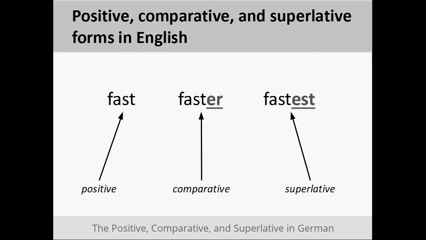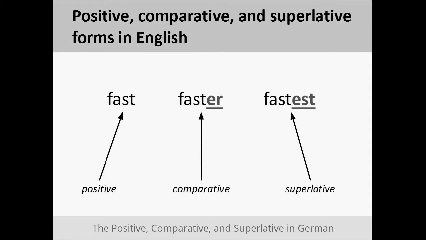Adjectives are words that describe or modify another person or thing in a sentence. When an adjective is used to describe one person or thing, the positive form of the adjective is used. As you see on the screen, the adjective fast is in the positive form. The positive form can be considered the standard or base form of an adjective.